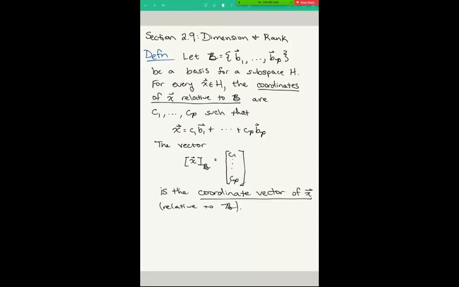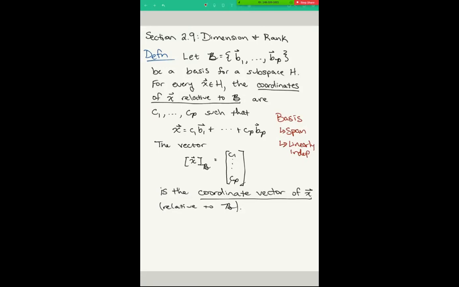So recall in the last video, we talked about a basis. So what was a basis? A basis was a set of vectors that had two properties. One, they were going to span our subspace, and two, they were going to be linearly independent. And those were the two properties of a basis. So these were our building blocks for our space. So today we're going to be spending time talking a bit more about bases and what we can do with them.